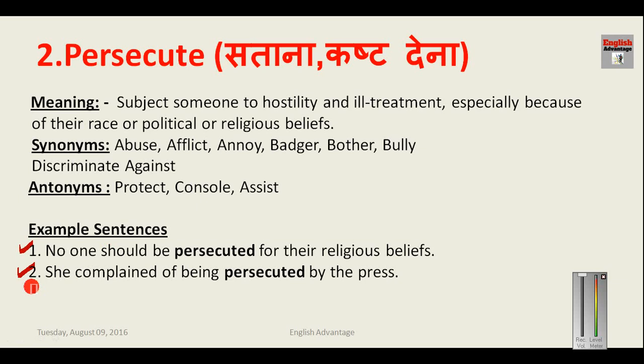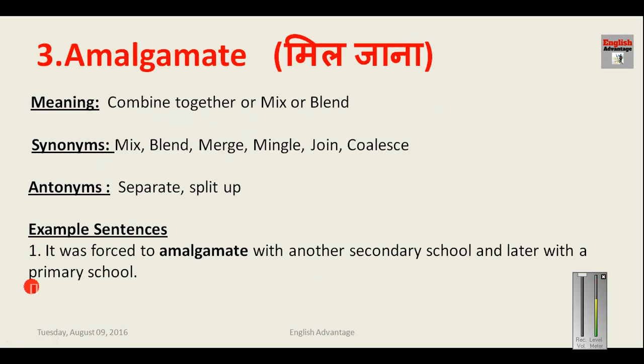Now let us look at the next word, amalgamate. Amalgamate, this is a science word, and this is commonly used in chemistry. Amalgamate means to combine two things together, or to mix or blend two things. So mix, blend, merge. This word merge is normally used in computers when you merge two files. Merge, mingle, join, and coalesce. So these are the synonyms for amalgamate: mix, blend, merge, mingle, join, and coalesce. And antonyms are separate and split up.